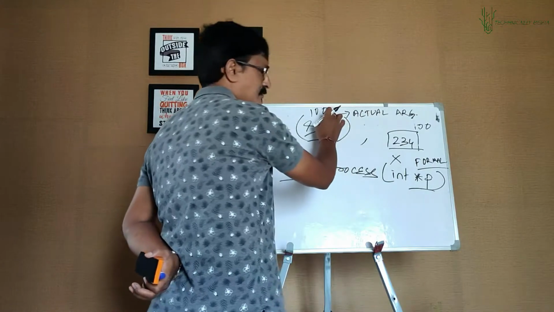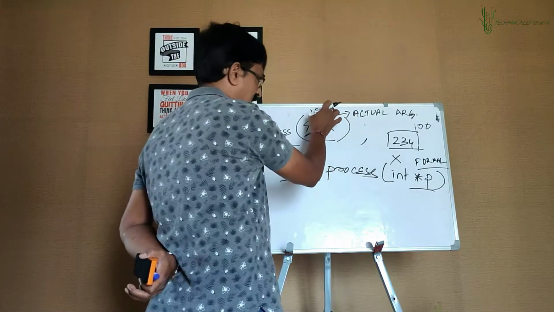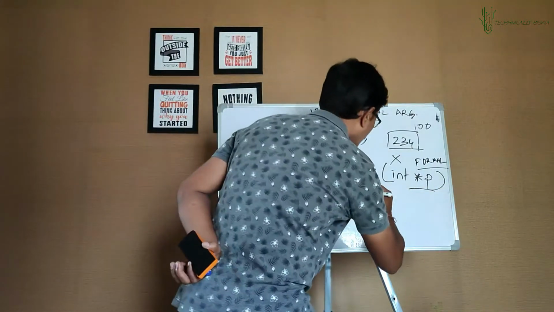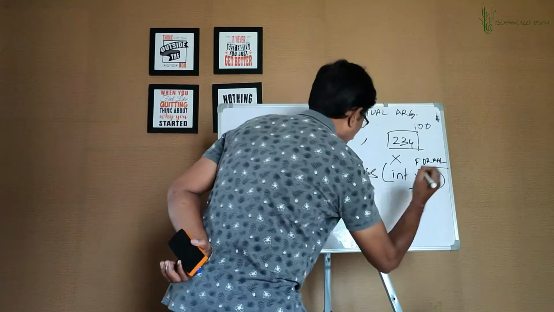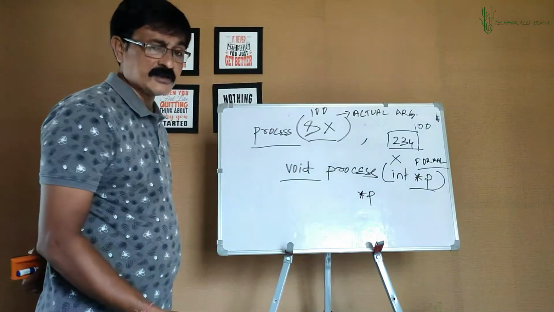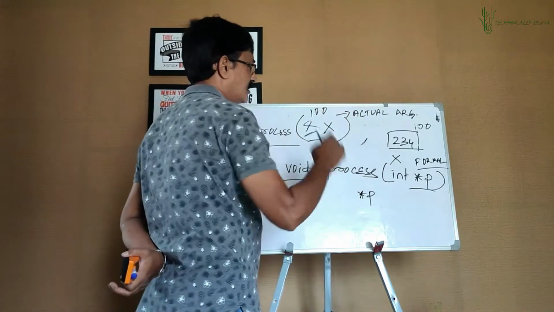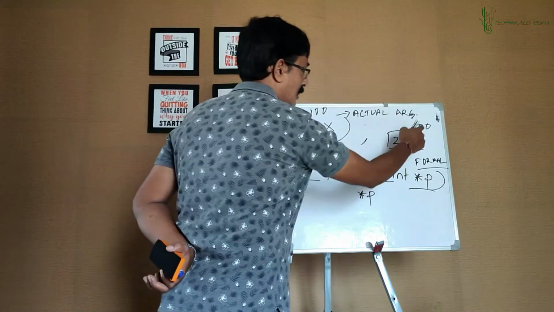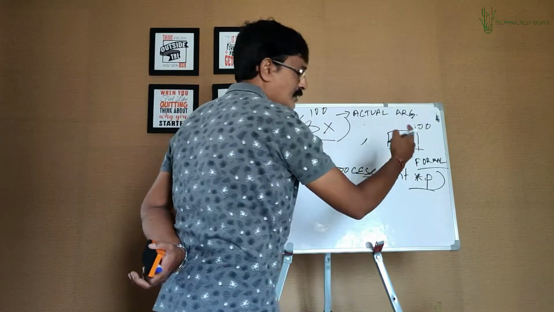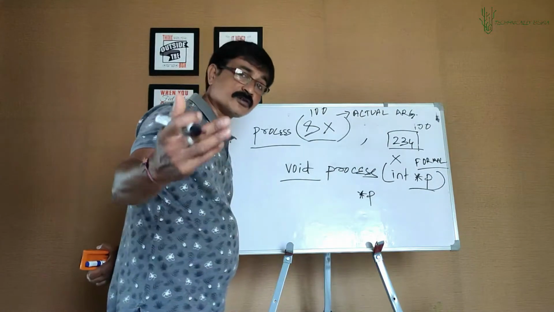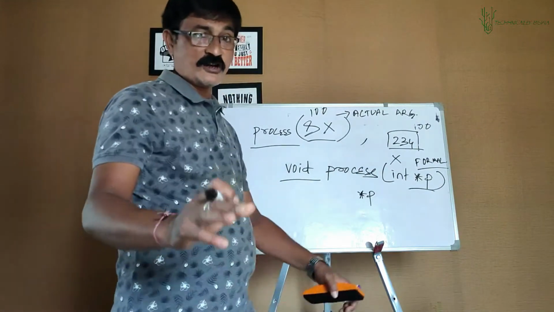So what happens here? p will receive the address of x, that is 100, and when you say value at p, star p, it simply means value at 100. So value at 100, which is 234, you are adding a value to it, so that value will be changed. Got it, friends?